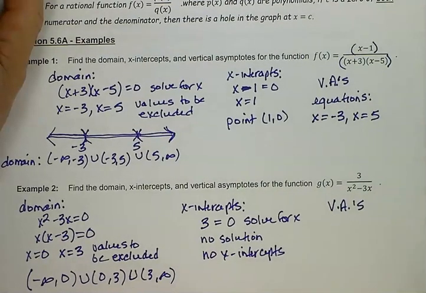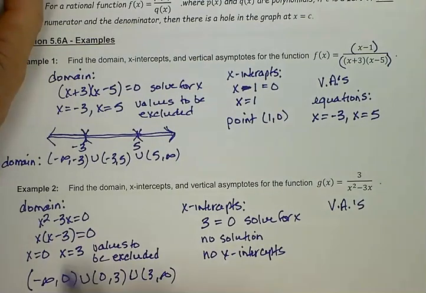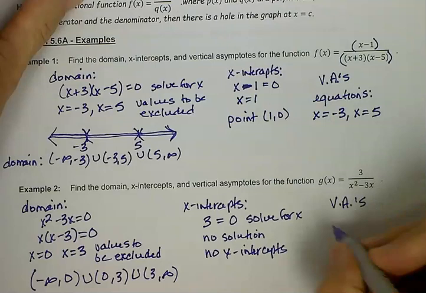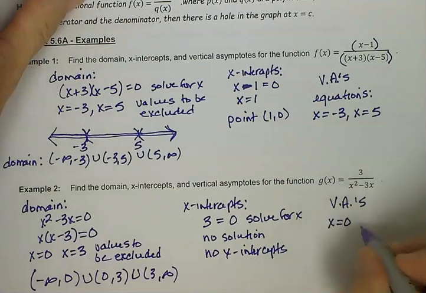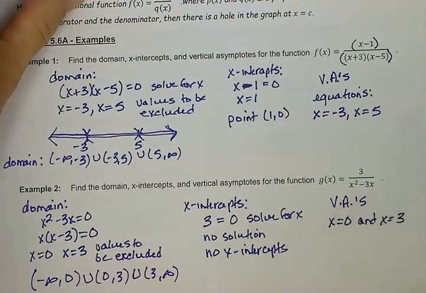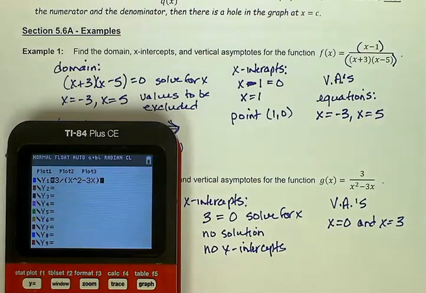Last of all, for our vertical asymptotes, I can just go back to the numbers we excluded from the domain, and those are both going to be the locations of my vertical asymptotes. So most of the time, finding the vertical asymptotes is going to be very easy if you've already looked at what the domain is. Now I'm going to graph this function and see what happens when I don't have any x-intercepts and when I have my two vertical asymptotes.